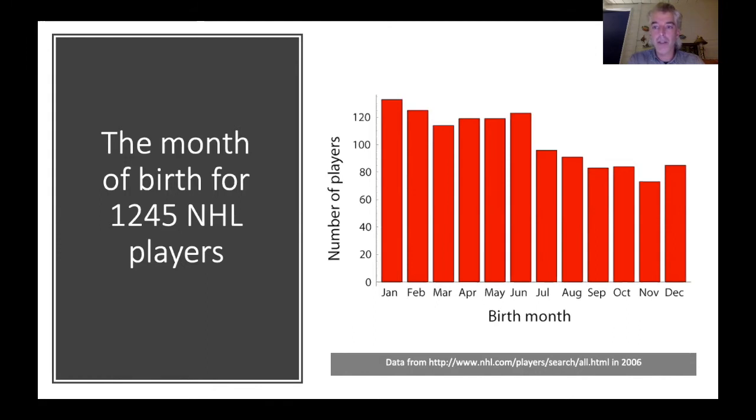So here we have each of the 1,245 observations being categorized into one of these 12 categories corresponding to each of the months. So our variable then is birth month, which is an ordinal variable that has 12 categories arranged in this particular order. And we classify each observation or each hockey player into the month in which they were born.